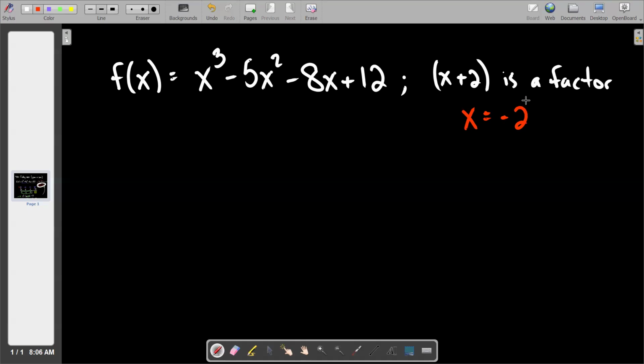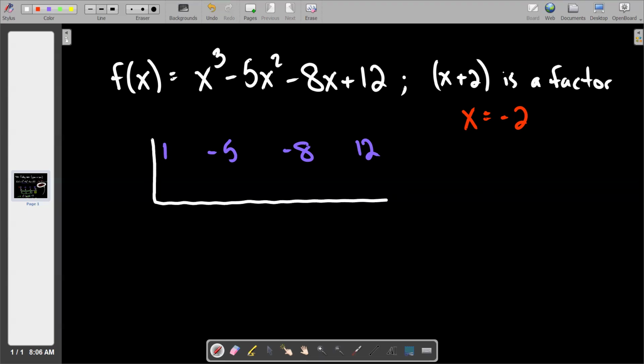Remember, the 0 is the number that will make the divisor equal 0. If someone tells you that something's a divisor, then you need to make that divisor equal 0. That factor equaling 0 is what enables us to call it a factor. So once again, third verse, same as the first, we're going to set up our purple numbers: 1, -5, -8, +12. Upside down, divide that little bad boy and stick the 0, -2 out here.